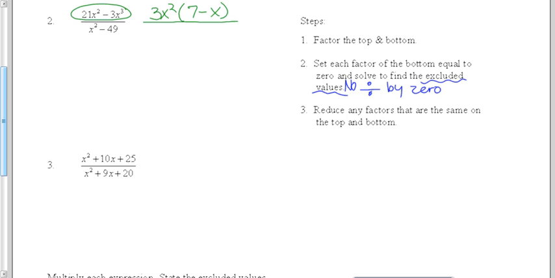On the bottom, I can factor. If I factor x squared minus 49, that's a difference of squares. It factors into x plus 7 times x minus 7. So now I've done my beginning factoring.